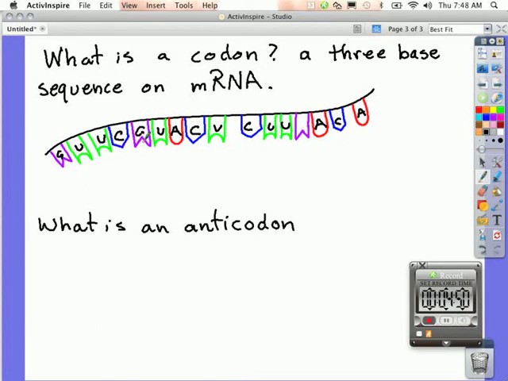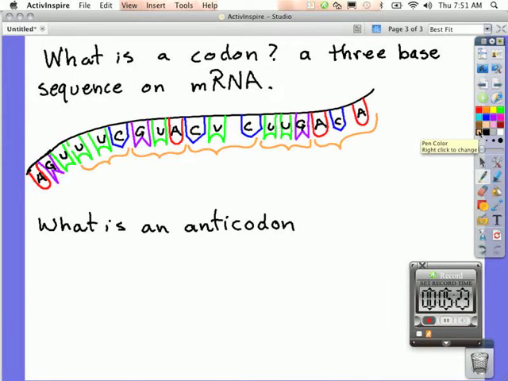Now we have to label a codon. What is a codon? So the question is, where are the 3-base sequences on mRNA? What would be the first one? At the end here we have a stop codon, and that's going to be U, G, A. So there's our 1, 2, 3, 4, 5. Our sixth codon is a stop codon, and that's UGA. So we have 6 codons here, and they are 3-base sequences on a messenger RNA.